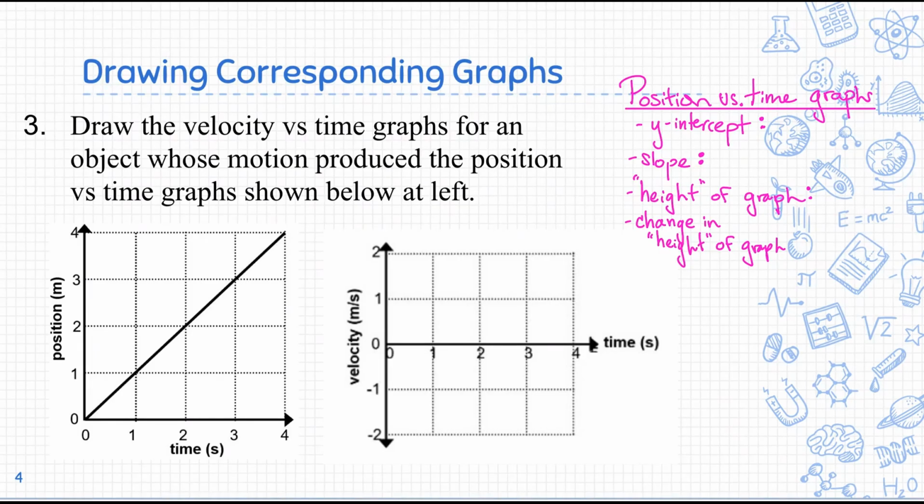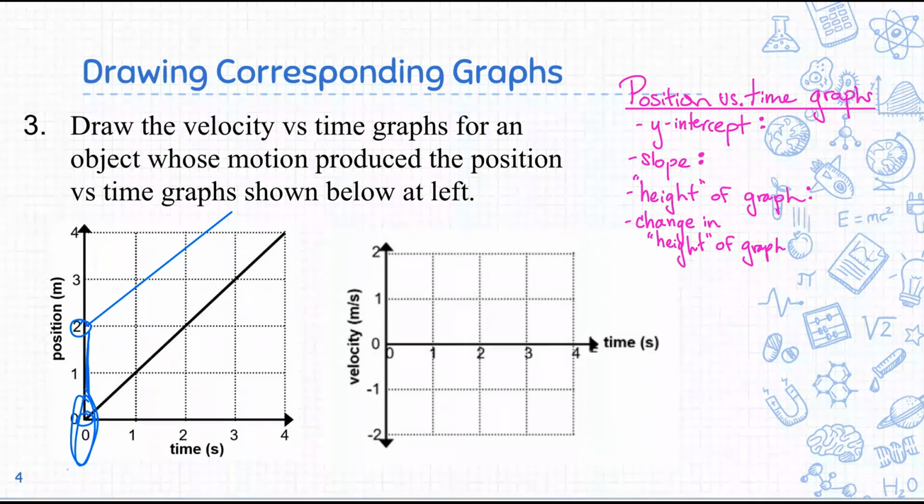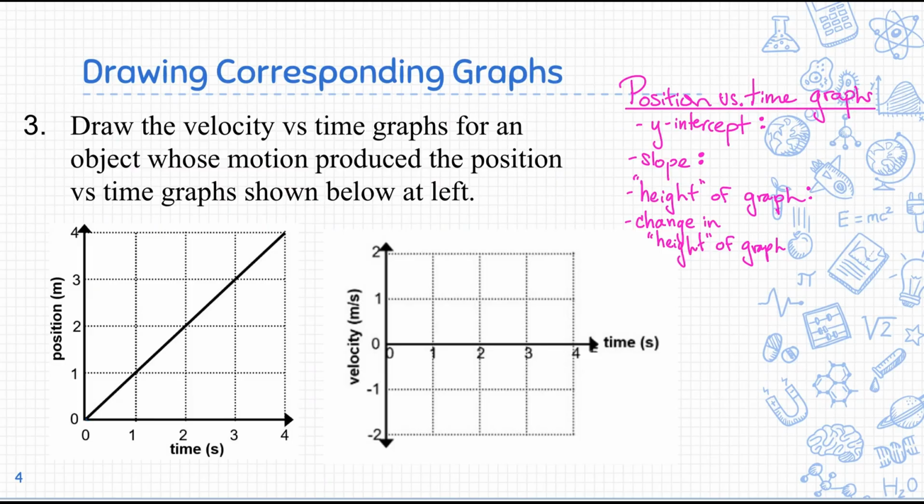So far we know that the y-intercept on a position versus time graph, be it here or here, whatever it is, is going to be the starting position. So at time 0, you go up and just look at how high the line is. In this case, the starting position is 0 because it is at a height of 0.